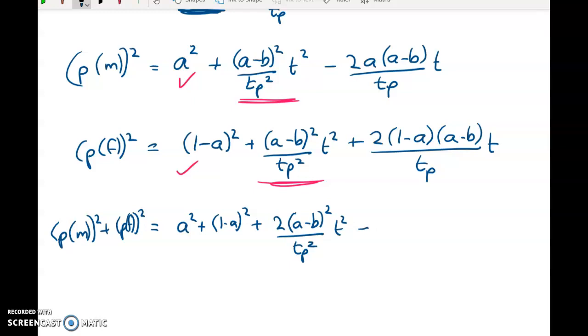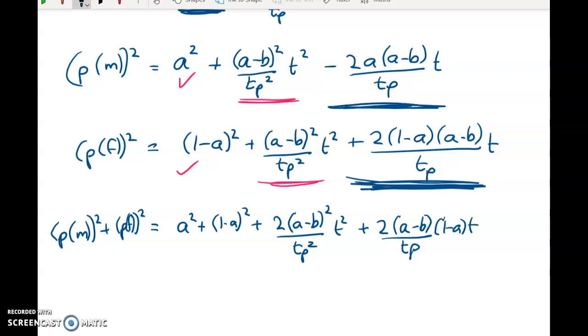Let's just do it here first. So minus, I'll do this one first. This is the plus one. So plus 2 times (a minus b) over TP, times (1 minus at). Now, the reason I'm saying it slowly like that is because I've already had a look and I can see I'm going to be cleaning up the common factors. And here I've got minus 2a times (a minus b) over TP, times t.